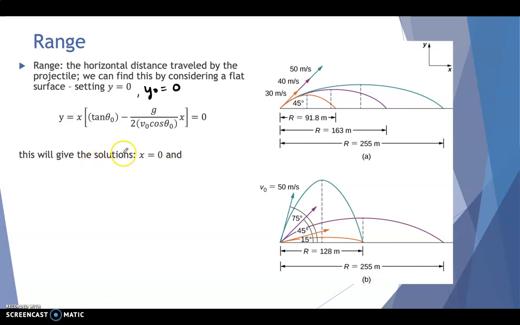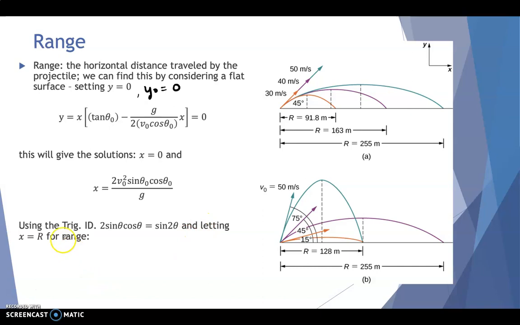We'll get two different solutions. One of them is going to be that x equals 0. The other one will be that x equals 2 v naught squared sine theta cosine theta over g. Now we can use a trig identity here and let x equal R for range, and we get that the range is equal to v naught squared sine 2 theta over g.